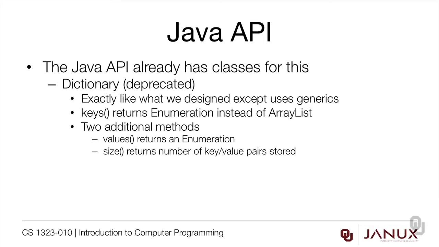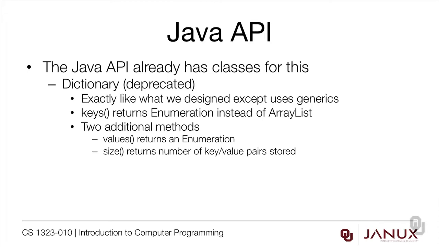Now, it turns out this class looks exactly like what we designed except for a couple things. One is that it uses generics, just like our ArrayList class does. So while we've created one that has 2 strings, this one you could use with any 2 classes. The other thing is the keys method returns something called an enumeration instead of an ArrayList. Enumerations are kind of cool. They're one of the ways that you step through things, but it's not a technique we've done, and so we really couldn't do that.